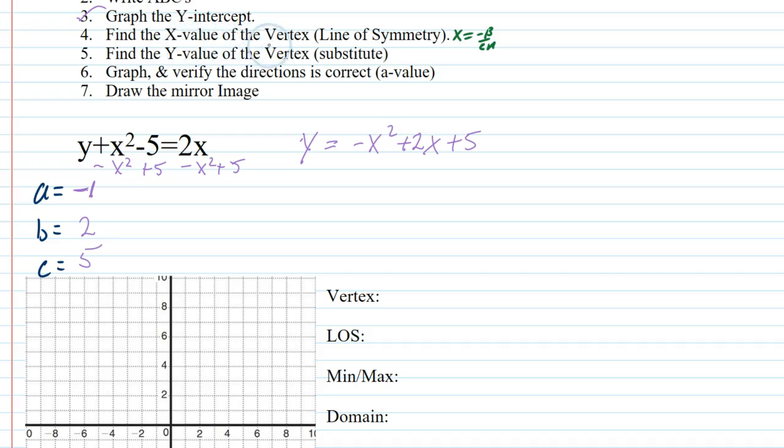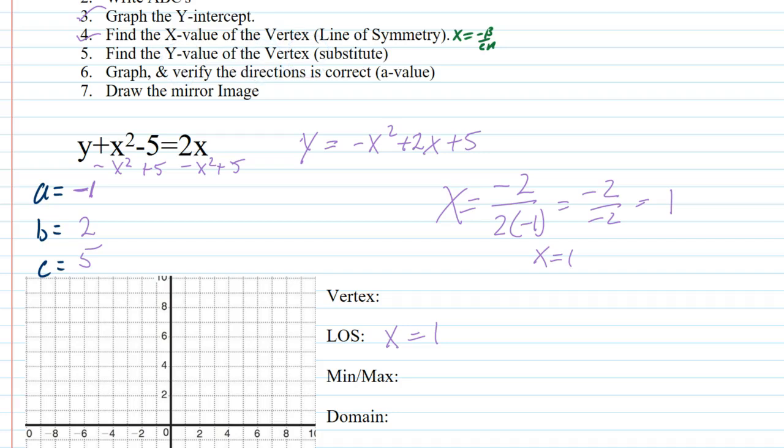Next, find the x value of the vertex using the line of symmetry. We covered this in the last video. X is equal to negative b over 2a. B value is 2, so we say negative 2 over 2 times the a value, which is negative 1. That gives me negative 2 over negative 2, which reduces to positive 1. X equals 1.